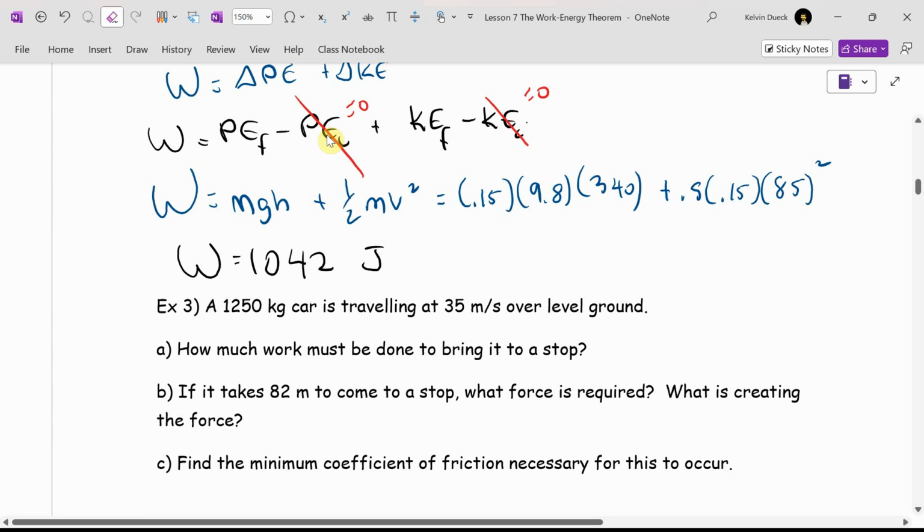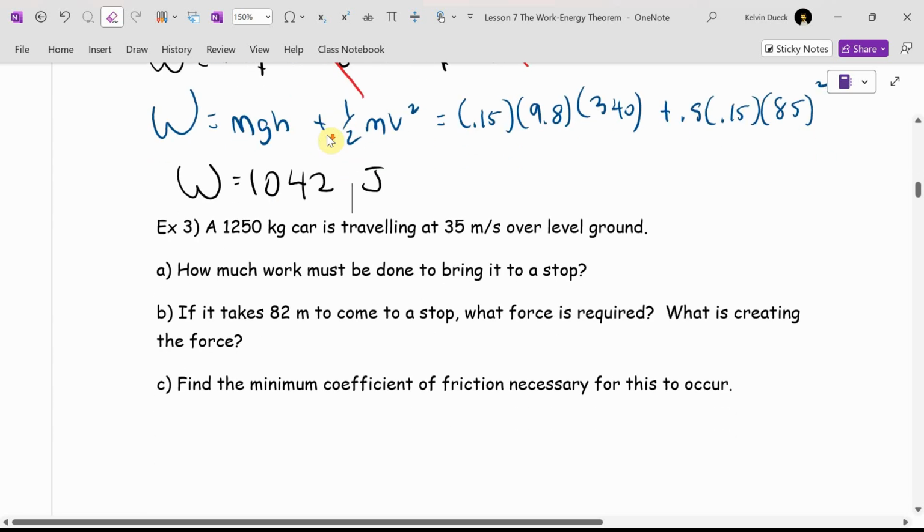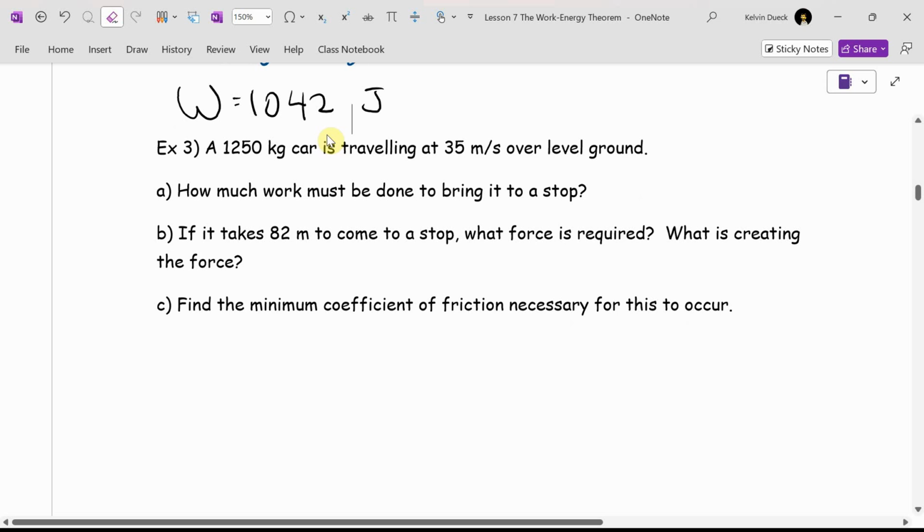I like example 3. Example 3 is a nice question.